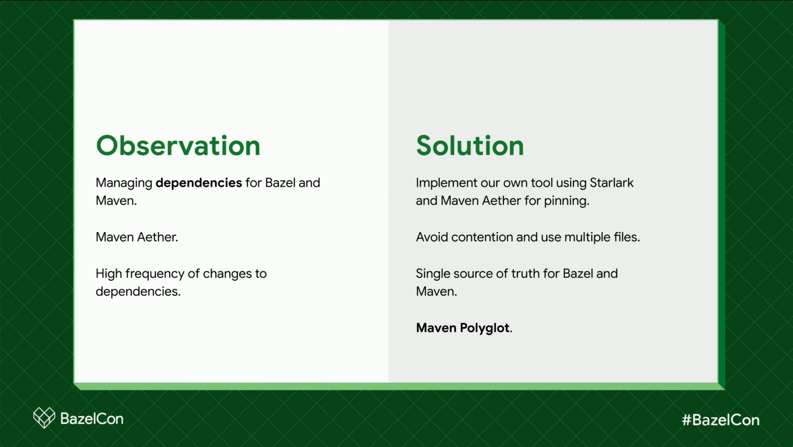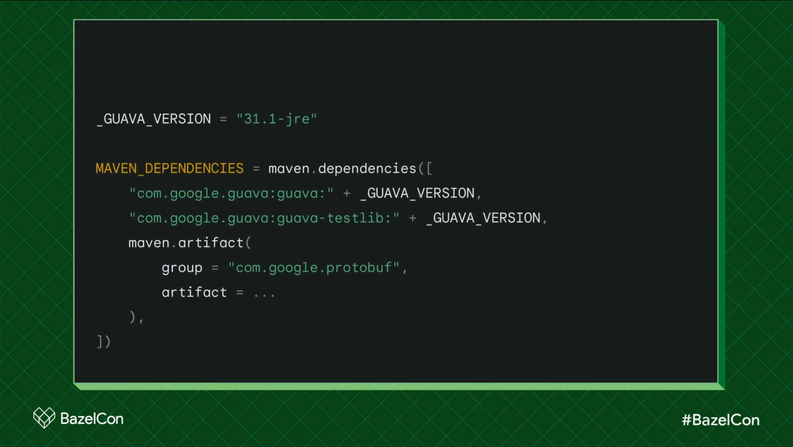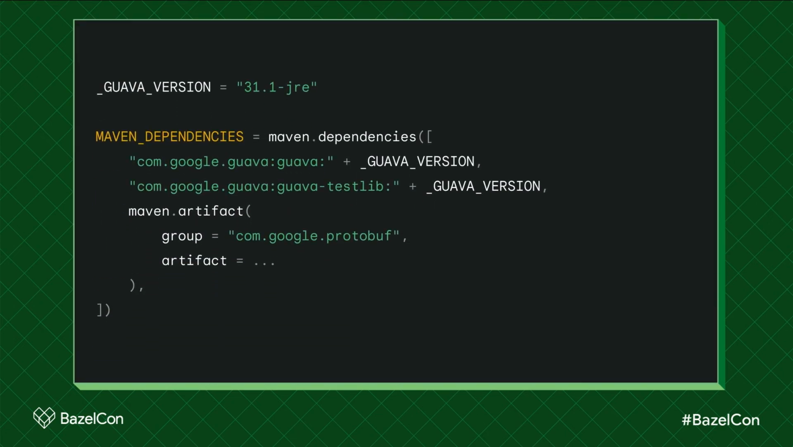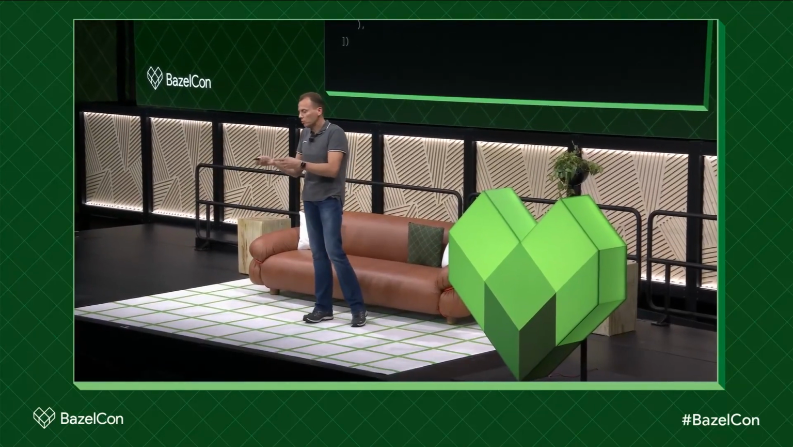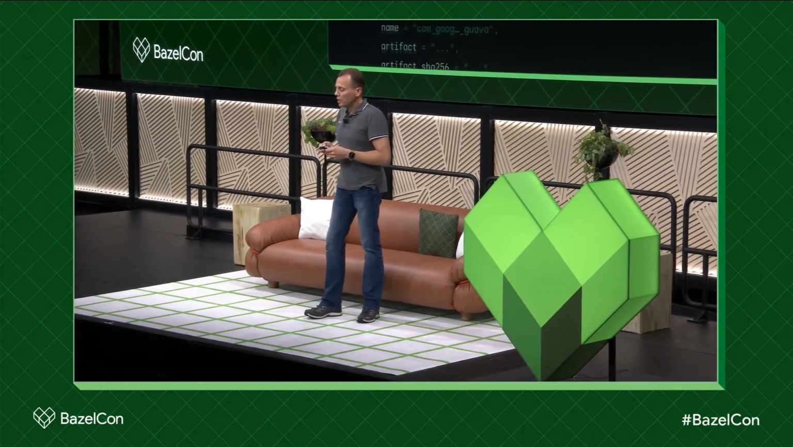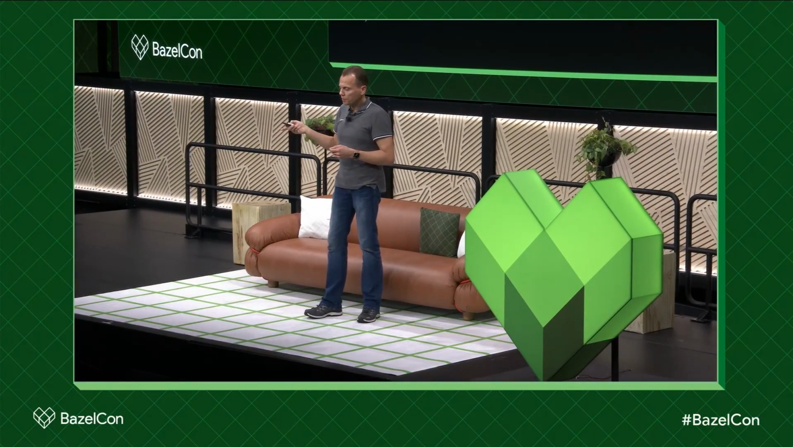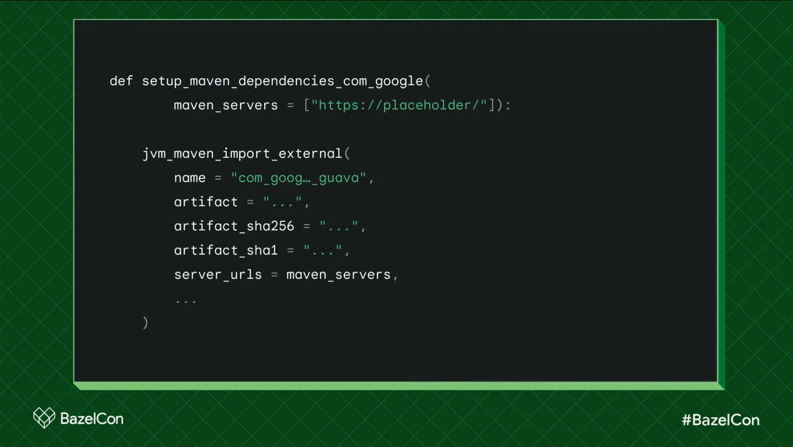Basically, a file per group ID that looks something like this. So we have a file called com.google.bazel, and that's the dependency collection. You define a list of Maven dependencies. You can use variables to pinpoint the version. You can go larger with classifier and packaging type if you want to, but you can also be very short. And then we pin the catalog, which is then read by the workspace file.